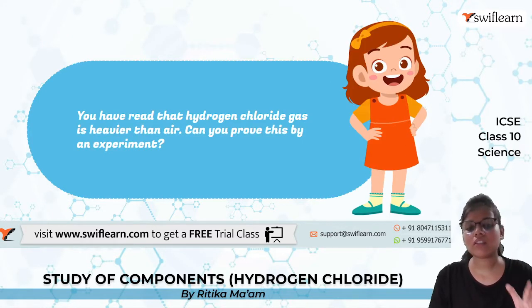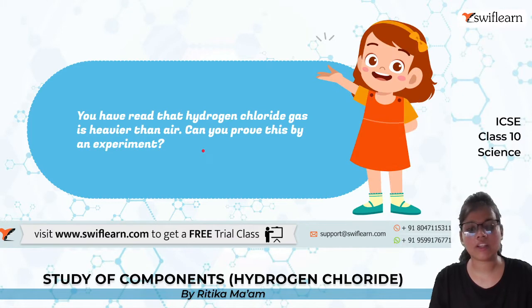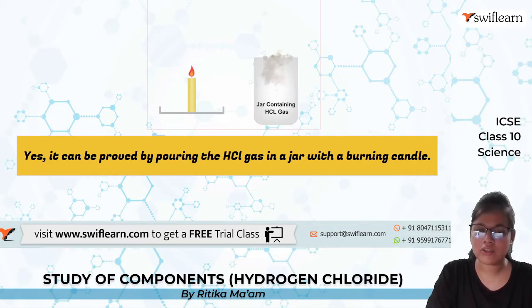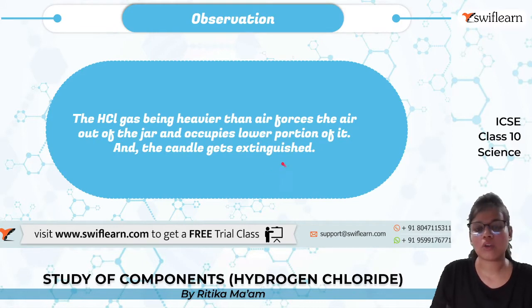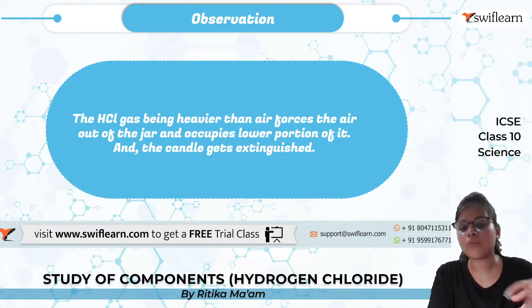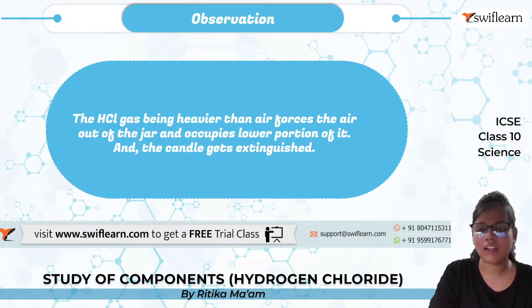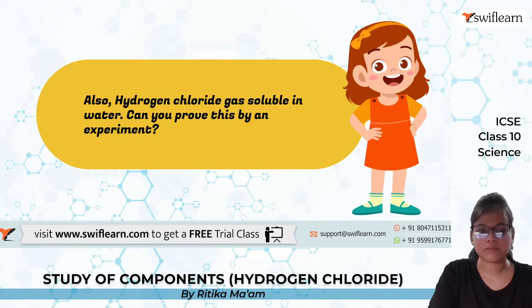Now, we just read that hydrogen chloride gas is heavier than air. So how to prove it? It can be proved by pouring the hydrogen chloride gas in a jar with a burning candle. Since hydrogen chloride gas is heavier than air, it will force the air out of the jar. The air will go up and the gas will occupy the lower portion of the jar, and here the fire will just put off, and the candle will get extinguished.